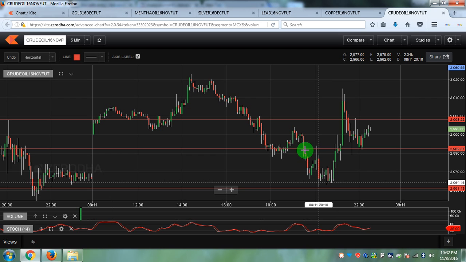2961 was our first target. You can see this candle's low, 2962. It made a low just 1 point short of our target.